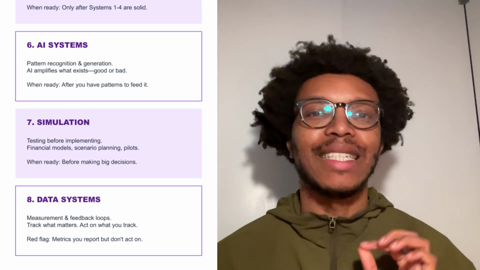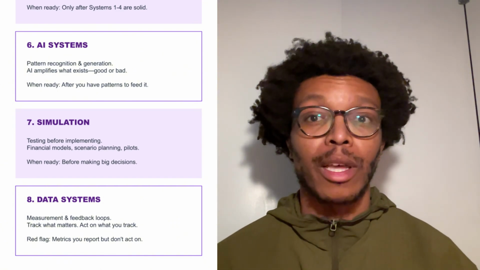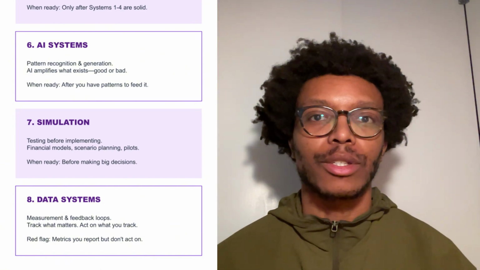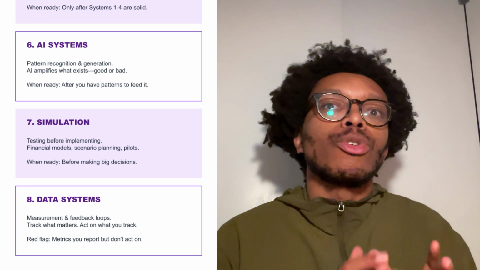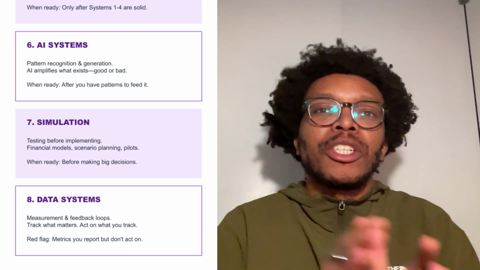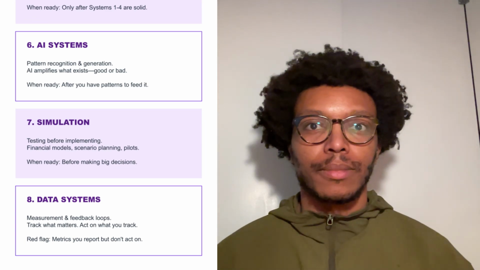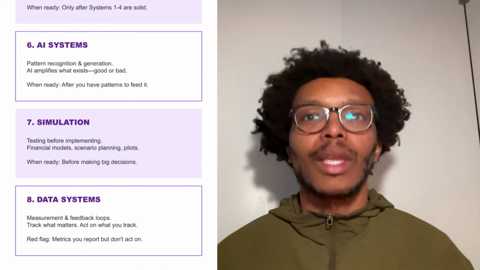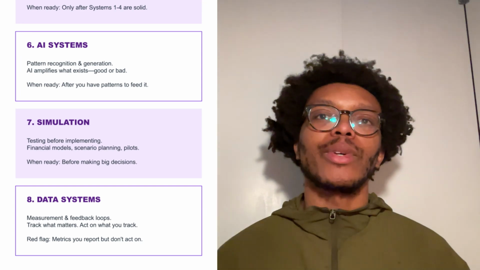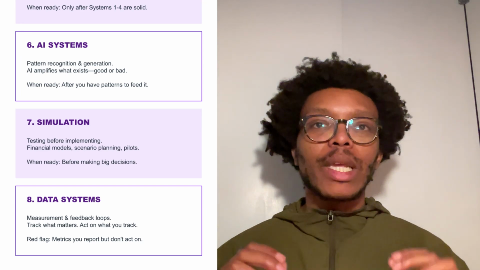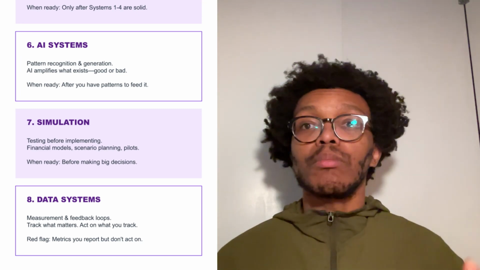System 8, data systems. This is measurement and feedback loops. What gets measured gets managed, but here's the catch. Only if you actually act on it. The red flag is that you track your metrics, but nothing changes based on them. The dashboard that nobody opens. The report that nobody reads. The KPIs that nobody adjusts. Quick win here is to pick 3 numbers that actually matter. Review them weekly and make one decision based on what you see. Because data without action might as well just be noise.